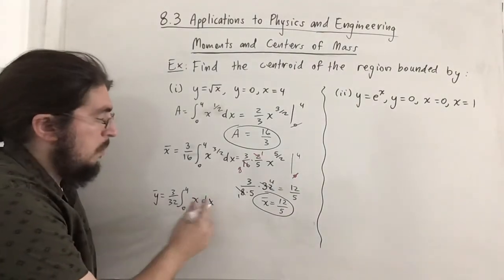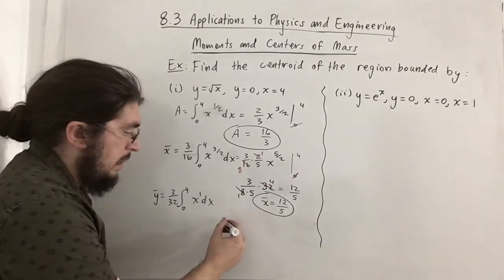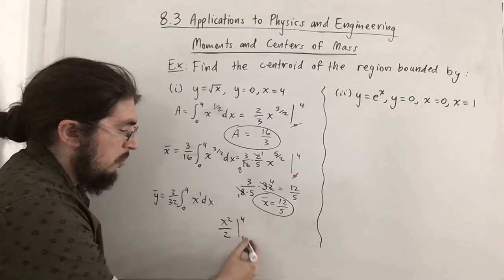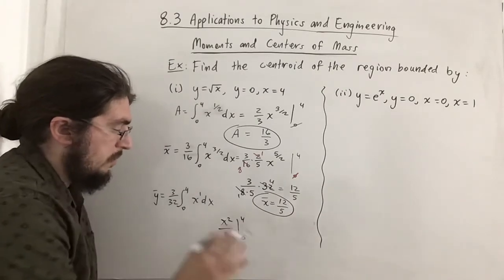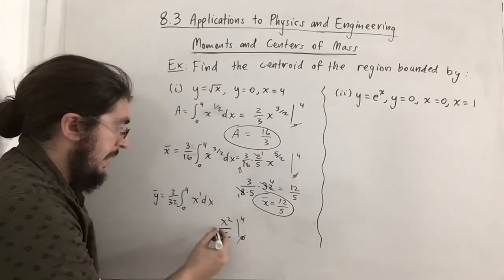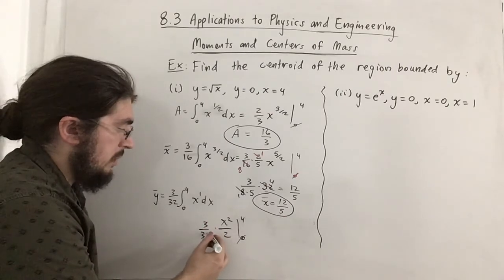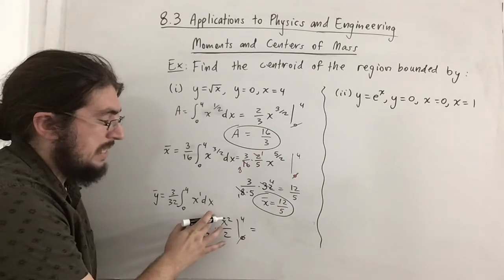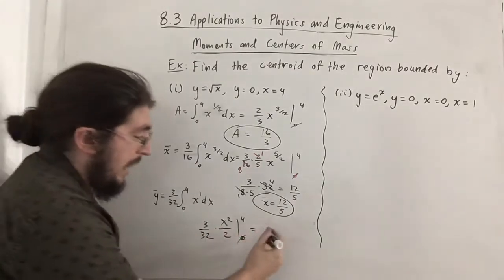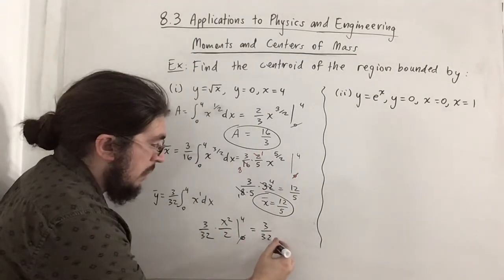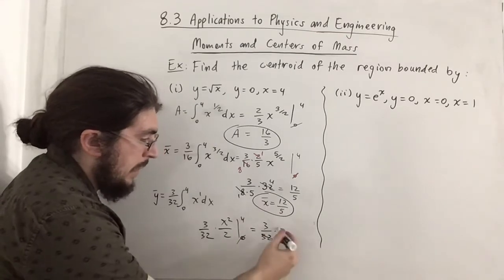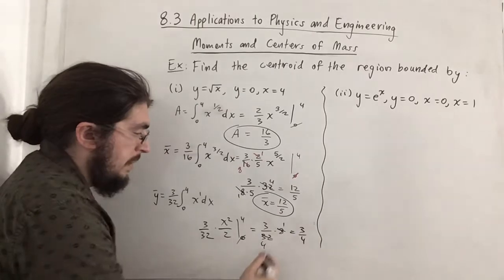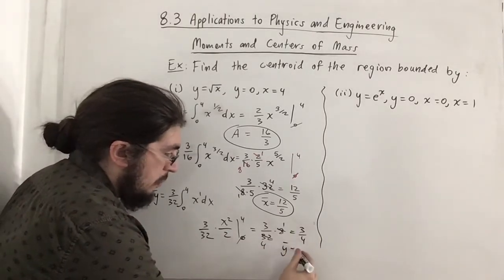Now the antiderivative of x, since that's x to the 1, is just x squared over 2. Evaluate between 0 and 4. Again, plugging in 0 gives you 0, so that's fine. And then we get that times 3 over 32 still. So all in all, when you plug in 4, that's going to be 4 squared, which is 16 over 2, is 8. So this is 3 over 32 times 8. And again, we get similar cancellation to what we got above. So we get 3/4 actually. So now y bar is equal to 3/4.